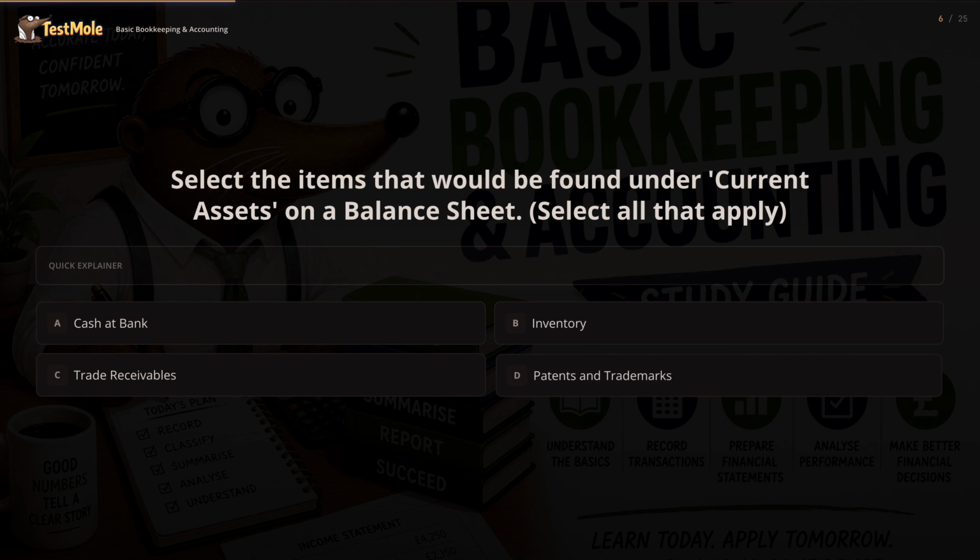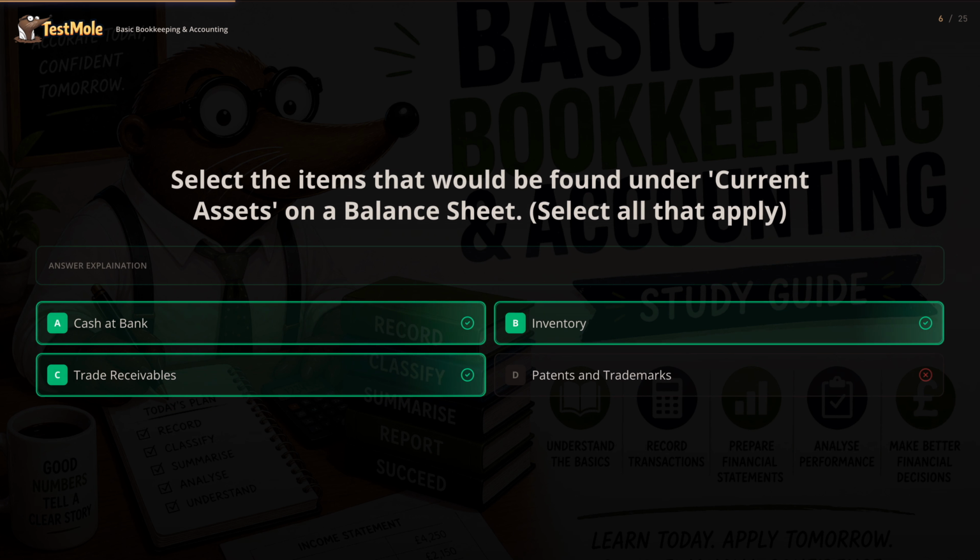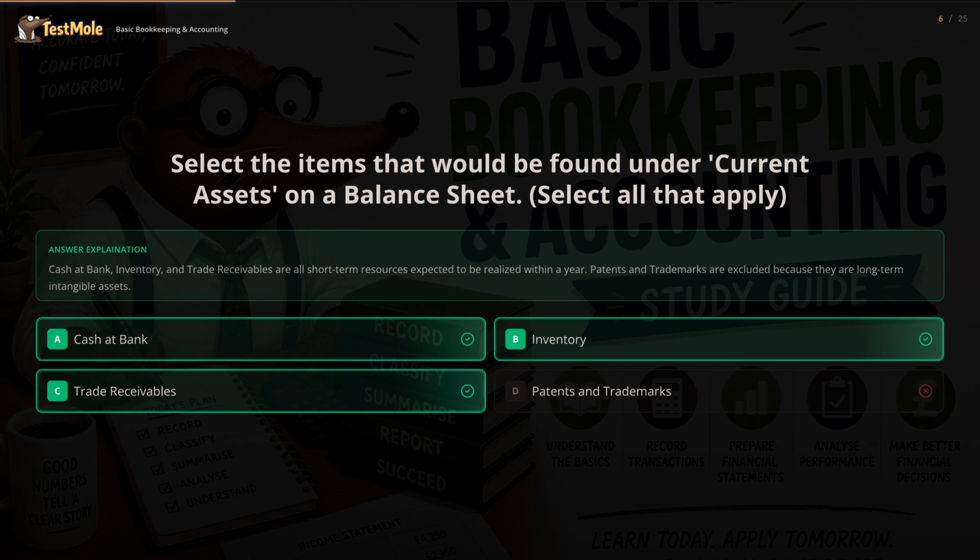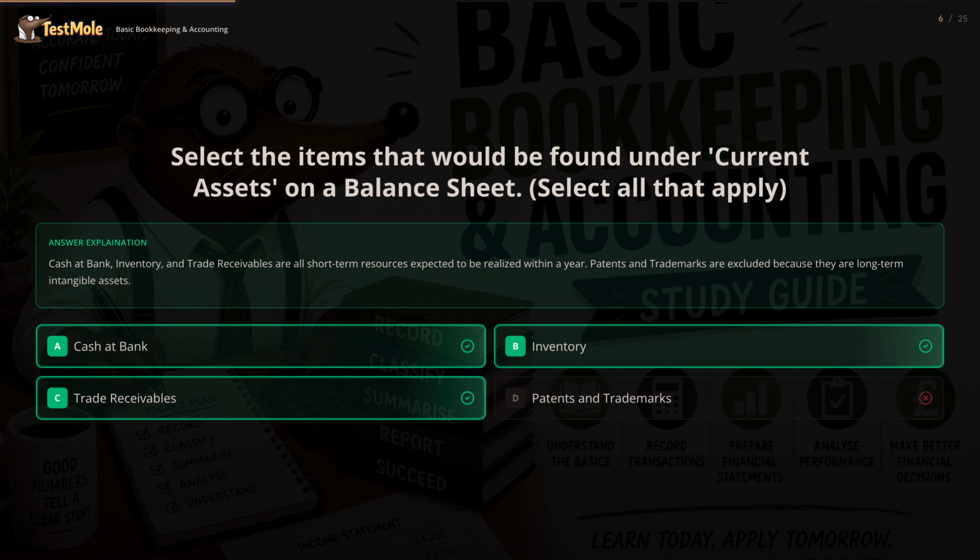Choose between A. Cash at bank. B. Inventory. C. Trade receivables. D. Patents and trademarks. The answer is A, B, and C. Cash at bank, inventory, and trade receivables are all short-term resources expected to be realized within a year. Patents and trademarks are excluded because they are long-term intangible assets.